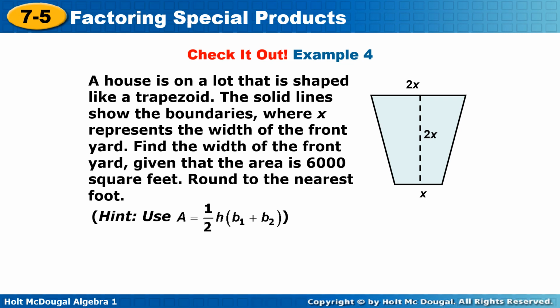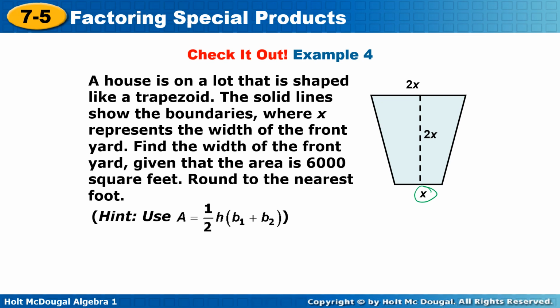Okay, word problem. The house is on a lot that is shaped like a trapezoid. The solid lines show the boundaries where x represents the width of the front yard. Find the width of the front yard. So we're trying to look for x. That's what we're trying to get in the end. Given that the area is 6,000 square feet, round to the nearest foot.